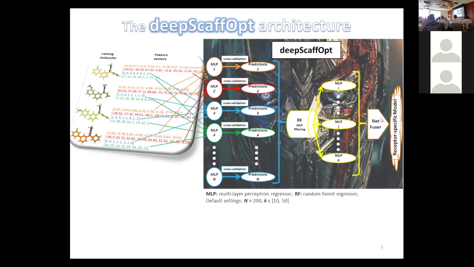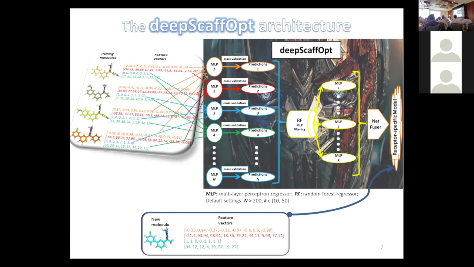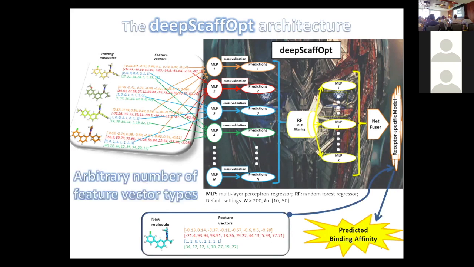And finally, in the third stage, it employs a network fuser, which will combine the best predictors and give you the final receptor-specific model, which will be able to read in the feature vectors of new molecules and return the binding affinity. The greatest advantage of this setup is that it can take an arbitrary number of feature vector types as input. Essentially, deepScaffOpt was designed to find on the fly the most suitable feature vector types for each system and combine them in an optimal way.